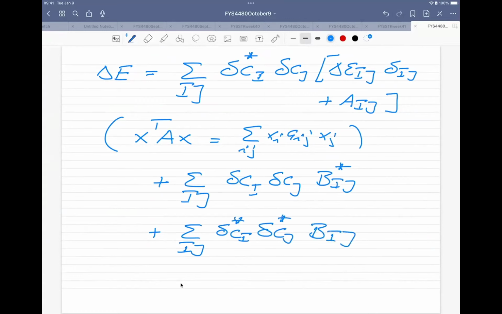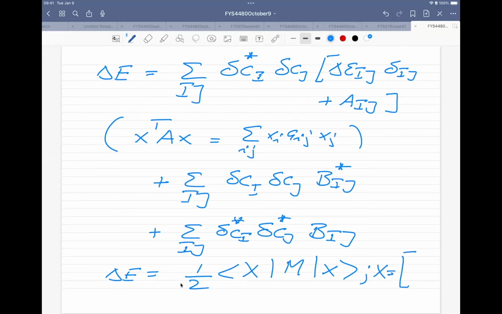And this is something which I now can rewrite as a matrix. I'm going to rewrite my delta E as a matrix expression, where we have a vector X, which we are going to define, a matrix M, and the vector X again. And X is simply going to be, let me just put that one up here, a delta C vector and a delta C complex conjugate, like that.